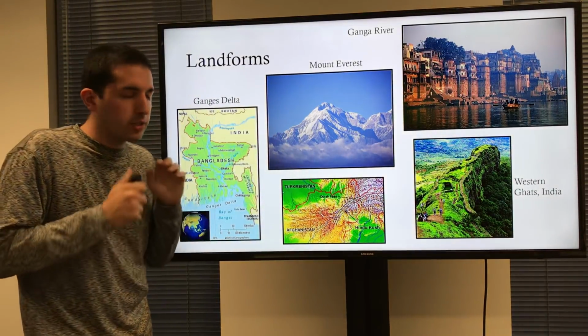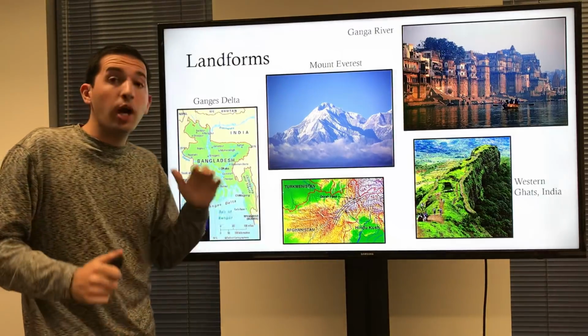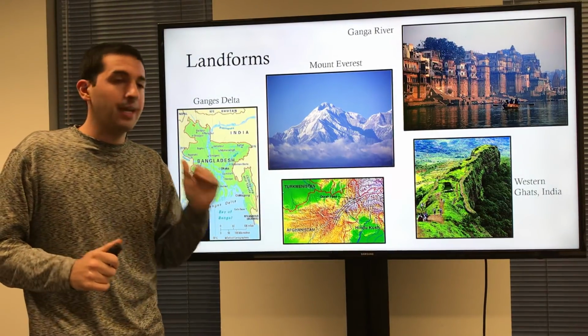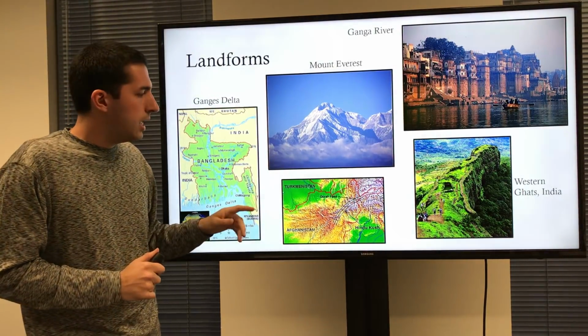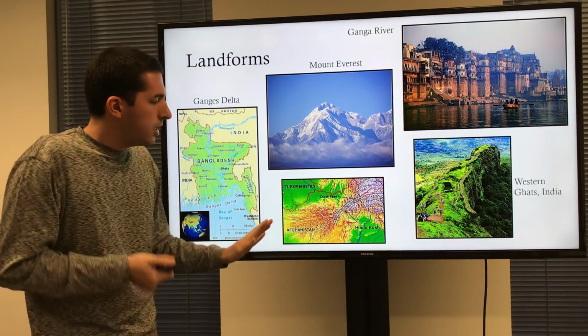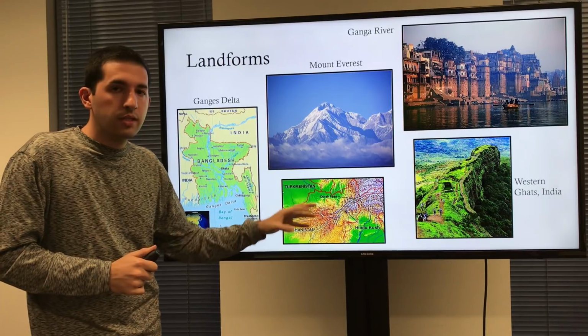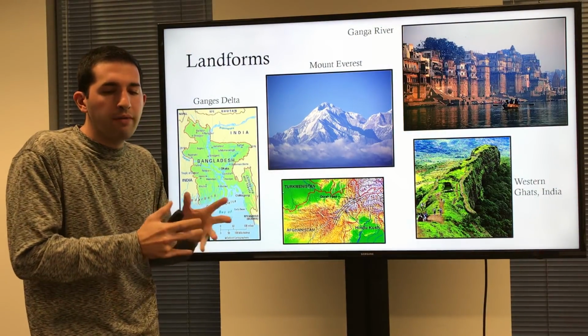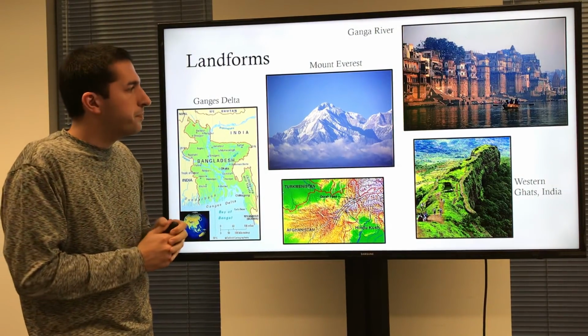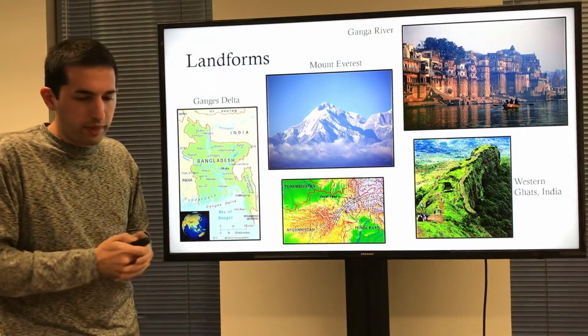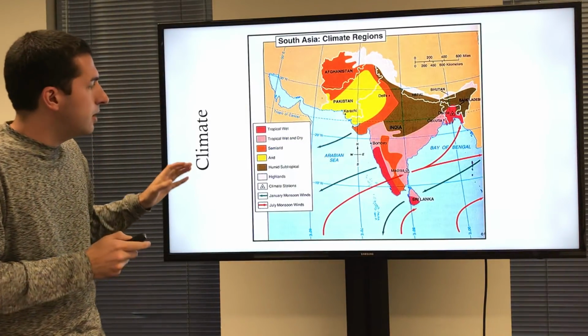There are the Western and Eastern Ghats mountains in India. We talked about orographic rainfall. That takes place in India specifically. Hindu Kush Mountains, and these mountain ranges divided the country of Afghanistan into sort of three geographic areas that are defined in the book. And then with that, we'll move on to discuss climate.